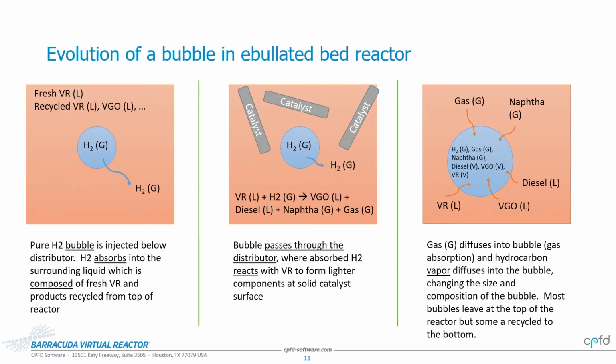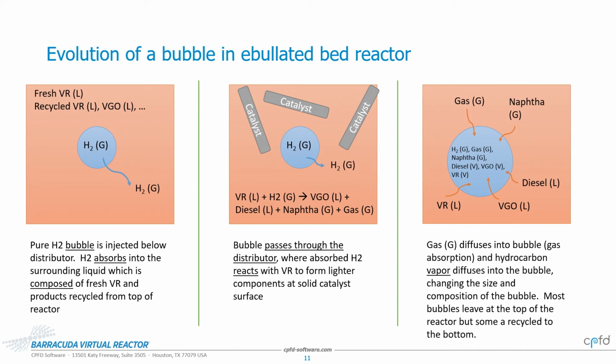To be able to model this, it was helpful to look at the necessary physical models from the standpoint of the hydrogen bubble, and I've started to underline things that we could not do in version 21.1 to get our punch list for development. So just starting, we've got a pure hydrogen bubble being injected below a distributor.